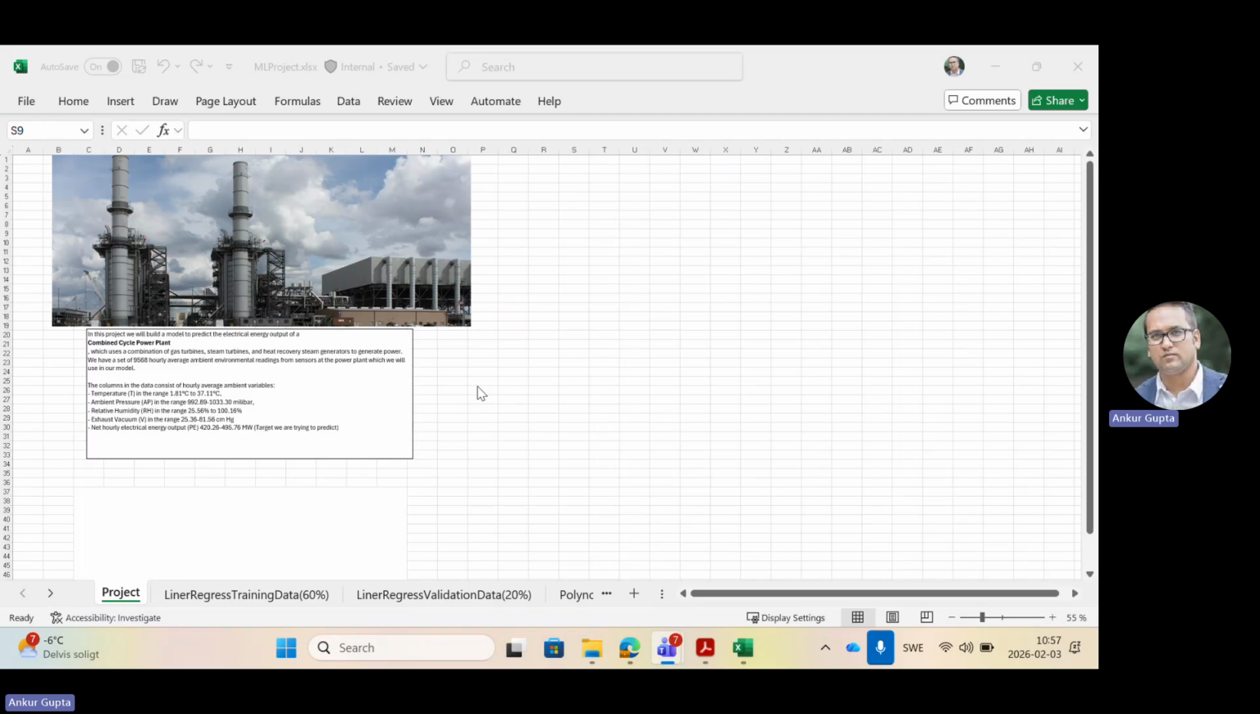The approach we have taken is that we used 60% of the data for training, 20% for validation, and the final 20% for test. We tried two different algorithms here. One was linear regression and the other was polynomial regression. Now we go to the implementation.